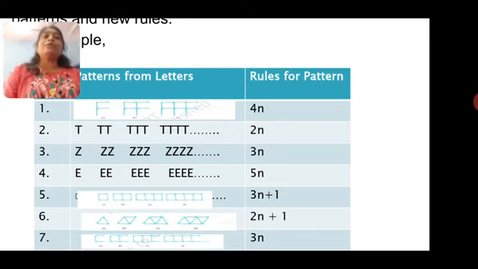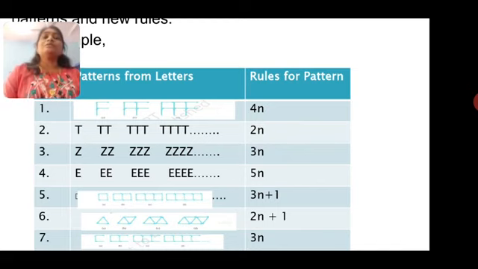Similarly, for making letter T, we can use 2 matchsticks. Therefore, for 1 T pattern, number of matchsticks 2. For 2 T pattern, number of matchsticks 4. For 3 T pattern, number of matchsticks 6. Therefore, the general rule is 2n, where n is the number of T.